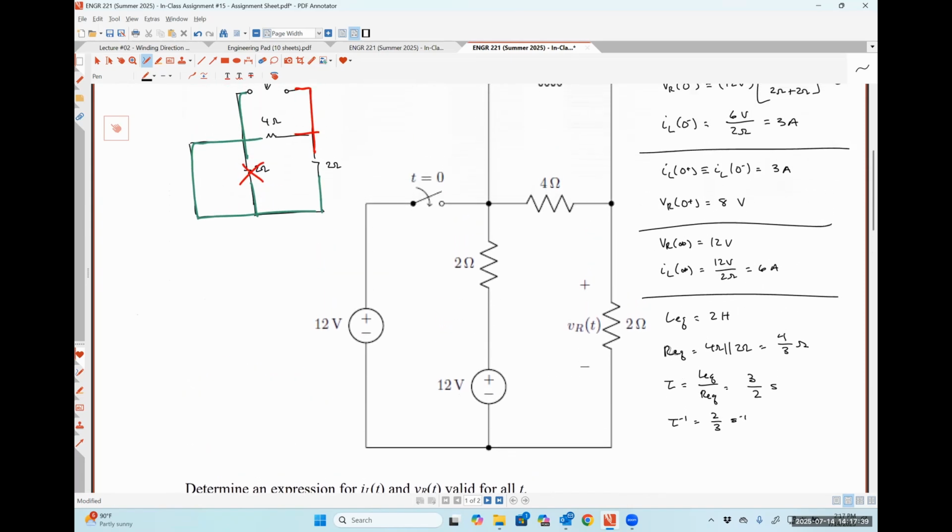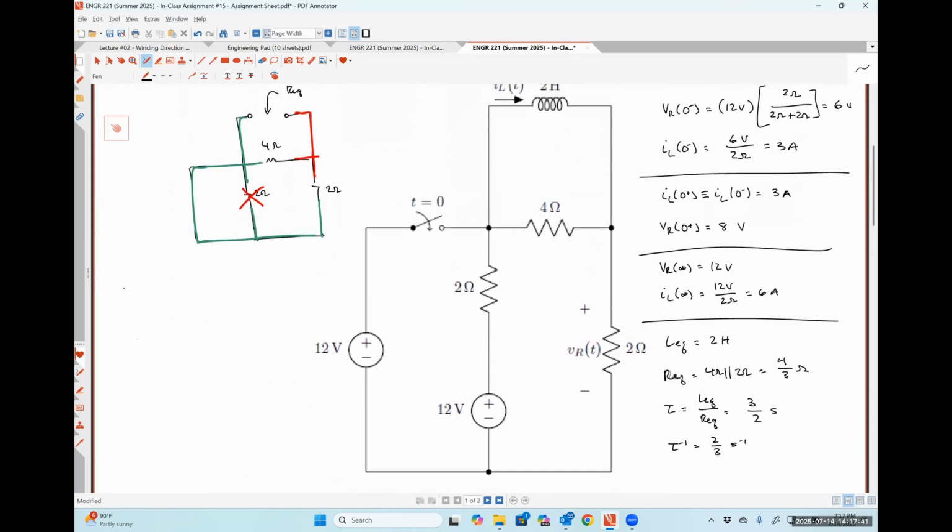So let me just do it over here. IL as a function of time is going to look like 3 amps for t less than 0 minus, and then it's going to look like 3 minus 6 is -3 e to the negative 2/3 t plus 6 amps for t greater than or equal to 0 plus.